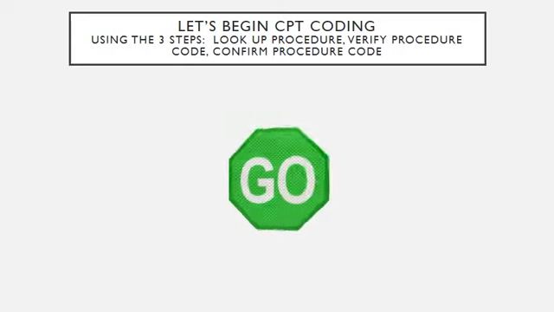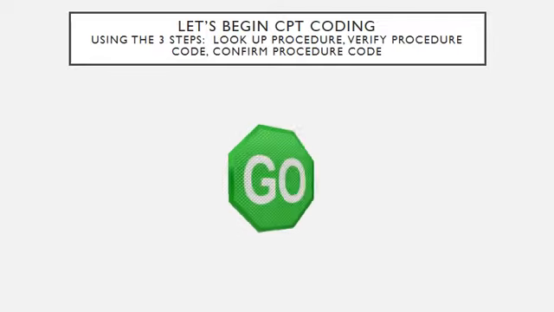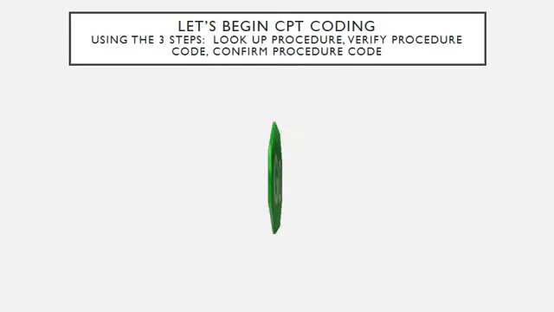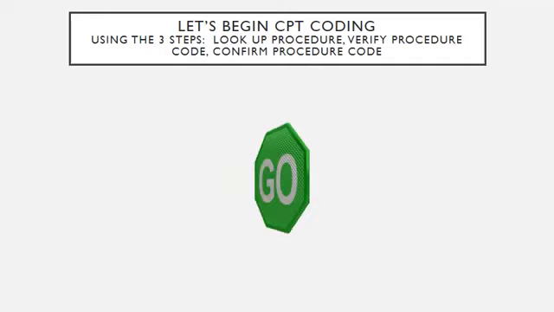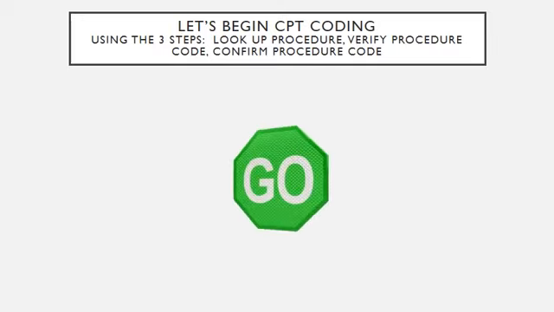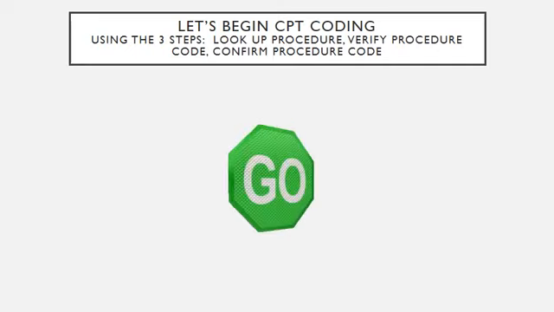Okay, let's begin CPT coding. I think you're ready. So we're going to just go ahead and use the 3 steps that we've just discussed. 1, we're going to look up the procedure in the index. 2, verify the procedure code in the chapter. And 3, we're going to confirm the procedure code by applying the notes and the directives that we have been given in the form of guidelines. All right, I said the G word. And after we begin coding, we're going to talk more about how to apply those directives and guidelines. So let's begin.